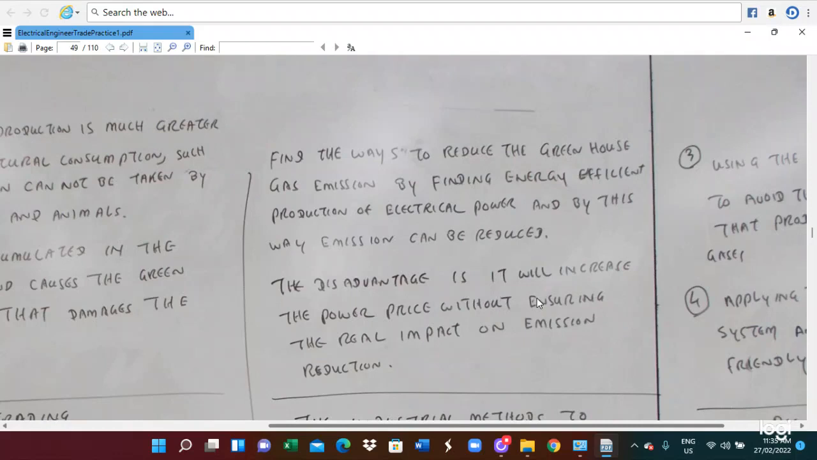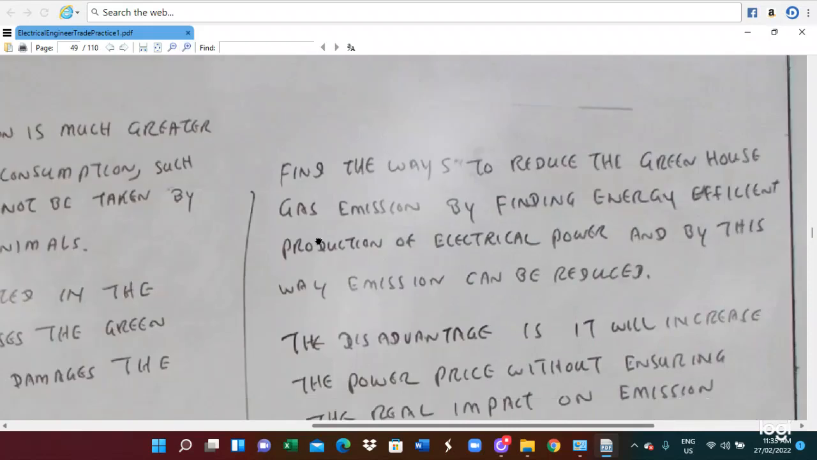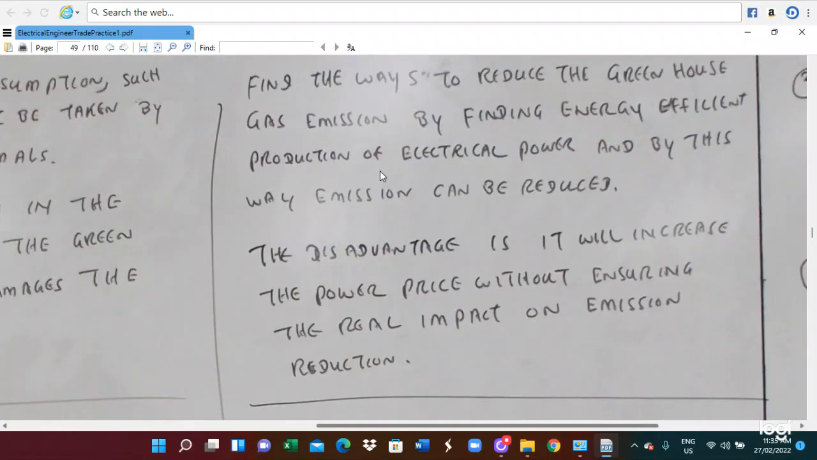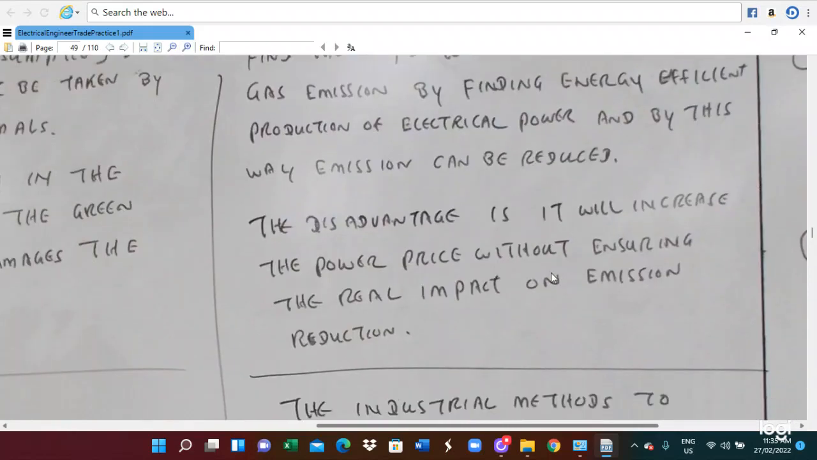They need to find a way to reduce their greenhouse gas emission by providing energy efficient production of power, and in this way, emission can be reduced. The disadvantage is that it will increase the power price without ensuring a real impact on emission reduction.